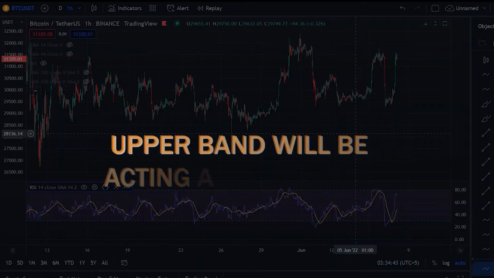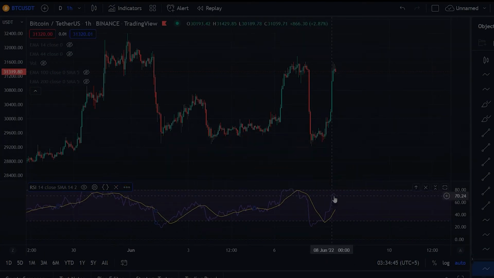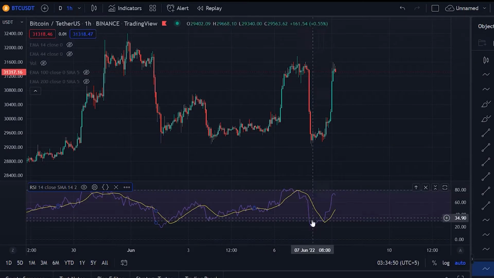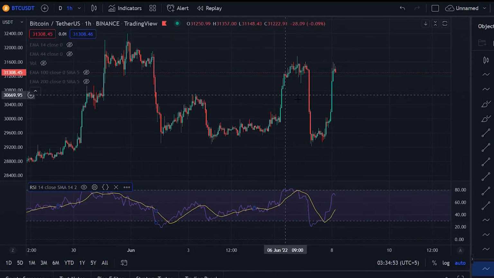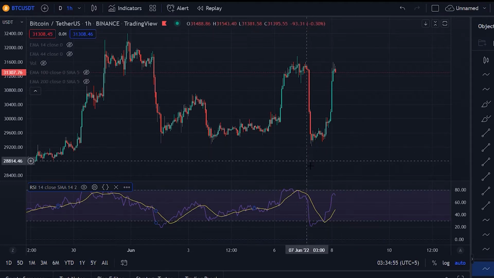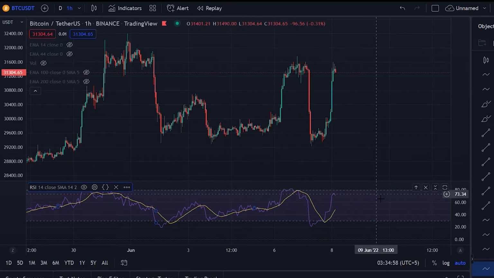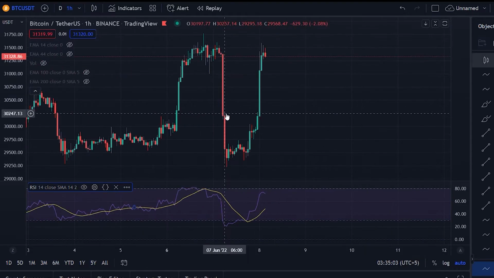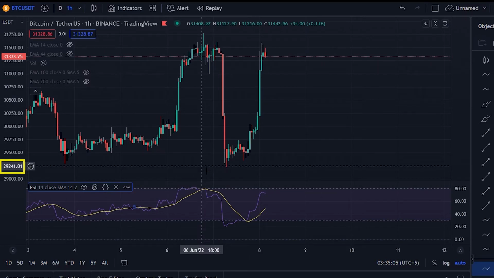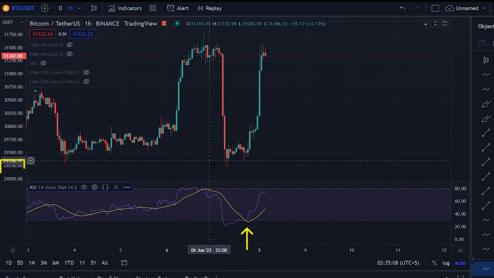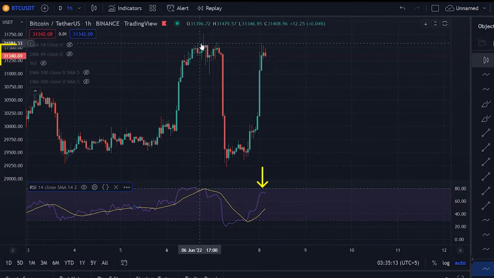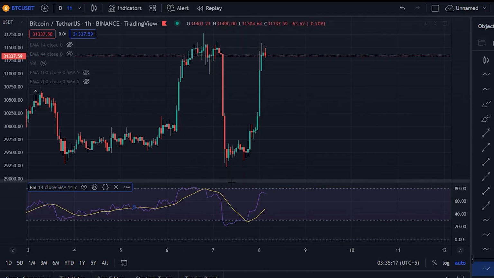Now remember that the upper band will be acting as resistance and the lower band will be acting as support. Whenever RSI is around 30, you can consider that area as good support. And whenever RSI is around 80, you would consider that area as good resistance. For example, when Bitcoin was at 29,000 a few hours ago, the RSI was around 30. And now when Bitcoin is at around 31,000, the RSI is around 80. So you can see that at that time it was at support, and now it is at resistance.